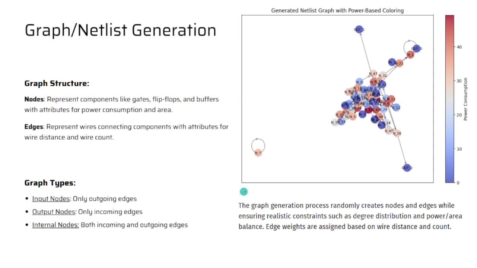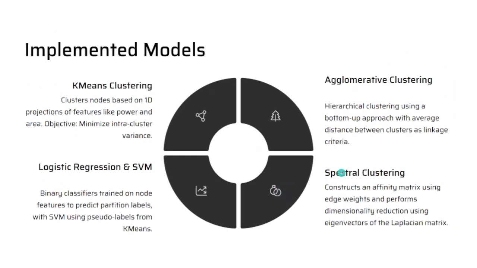Nodes represented the components like gates and flip-flops, and edges represented the wires connecting the components. The graph types included input nodes, output nodes, and internal nodes. The graph generation was a random process and it ensured realistic constraints such as degree distribution and power balance. Moving on, we implemented a variety of classic ML models and let's see each one of them.